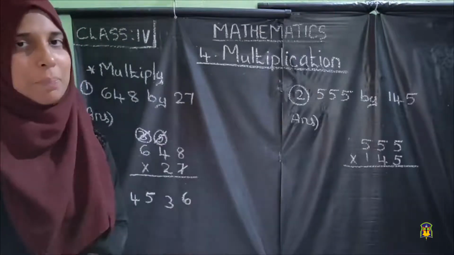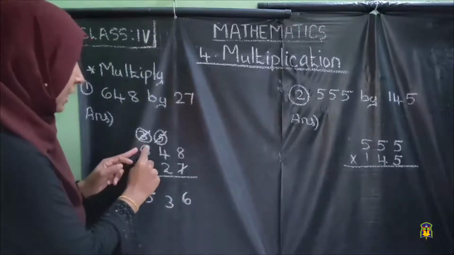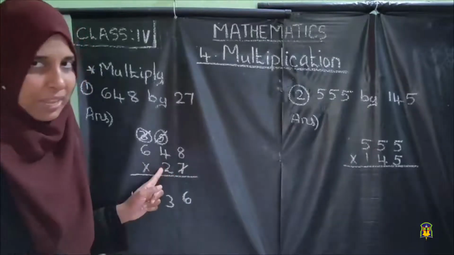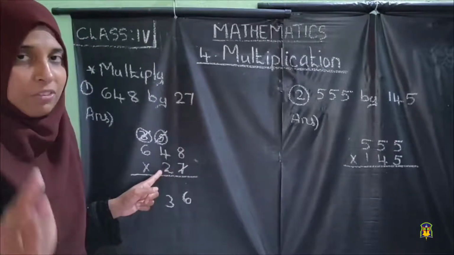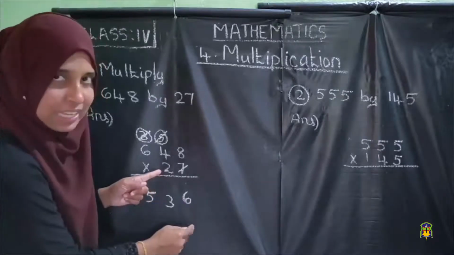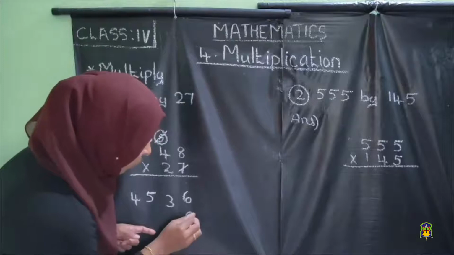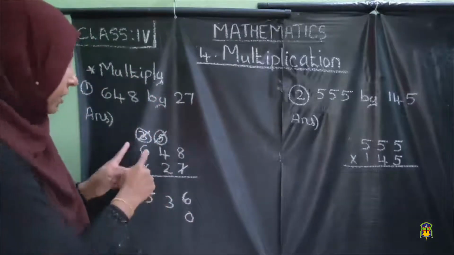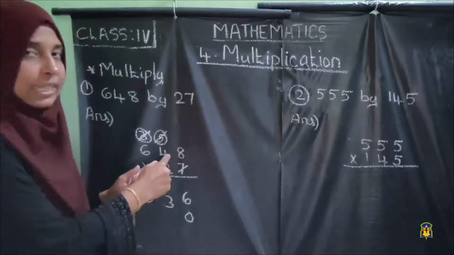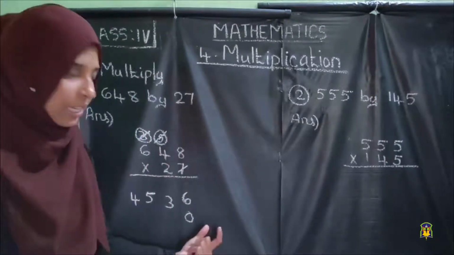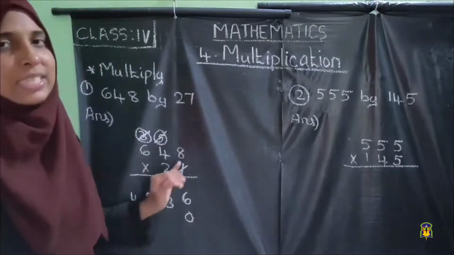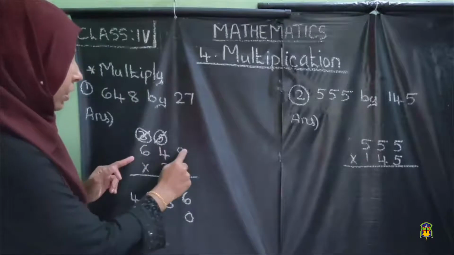Okay, the next step is we want to multiply 648 into 2. Here 2 is in tens place. So first we want to put 0 below the ones place. Before we start multiplying 648 into 2, the digit in the tens place, we want to put 0 below the ones place. Okay, next we can start multiplying 648 into 2.